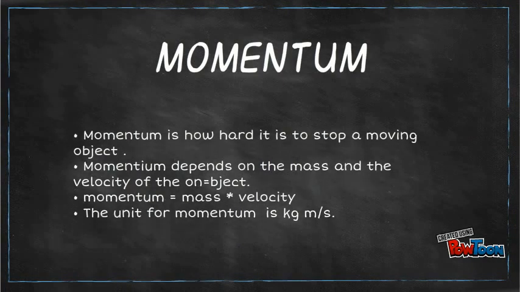Momentum. Momentum is how hard it is to stop or move an object. Momentum depends on the mass and the velocity of an object. Momentum equals mass times velocity. The unit for momentum is kilograms meters per second.